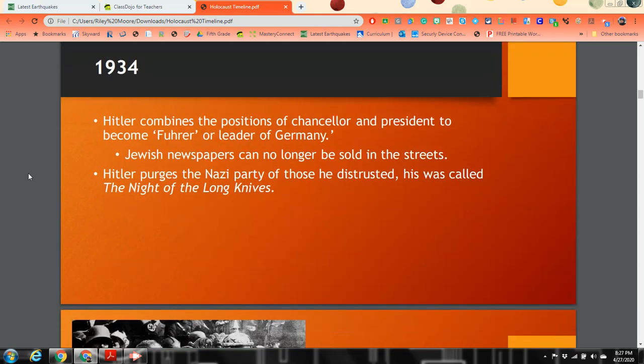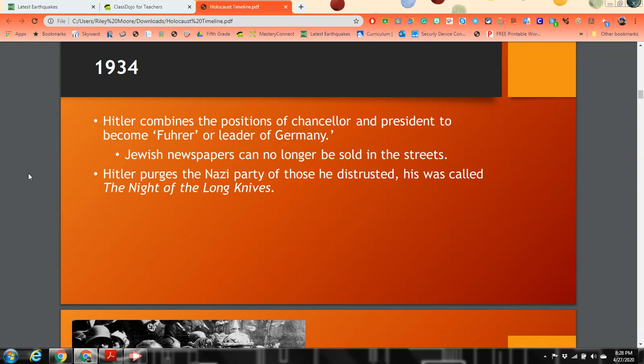Now, in 1934, Hitler combines the position of Chancellor and President to become Führer, or leader of Germany. So he didn't want anyone else to question his authority or to come close to coming into power. So he created his own position, which was Führer. Jewish newspapers could no longer be sold in the streets. And Hitler purged the Nazi parties of those he distrusted.